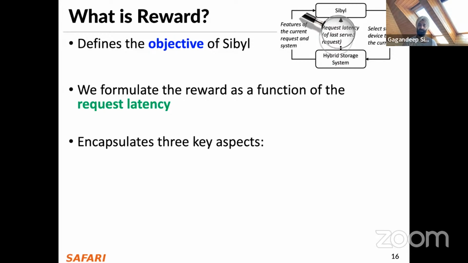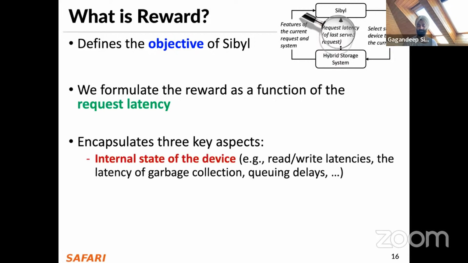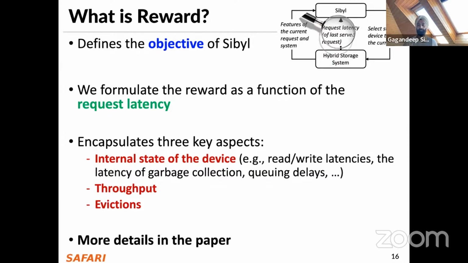And this request latency also encapsulates 3 different aspects, the first being the internal state of the device. For example, whether it's a read or write request, or whether there's some internal process going on, for example, garbage collection. It also encapsulates throughput. And also, the way we formulate our reward, it takes into account the amount of evictions that are happening from the fast storage. So we want to minimize that as well, so that our agent is more proactive.